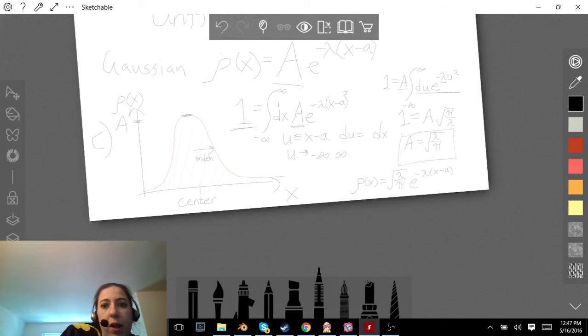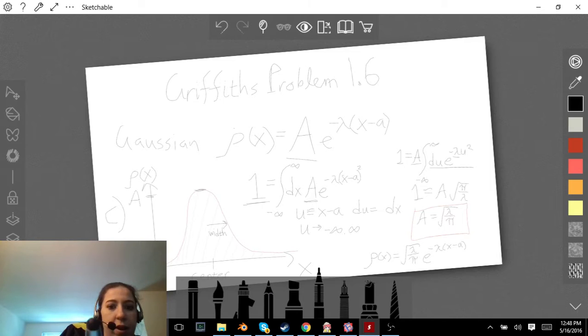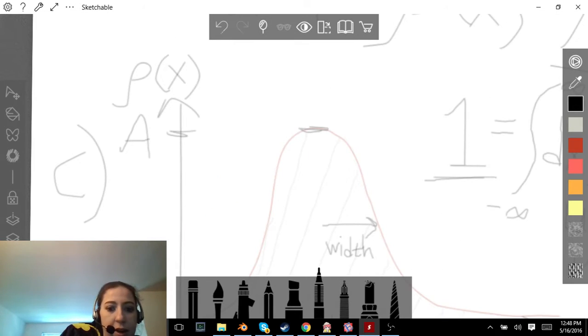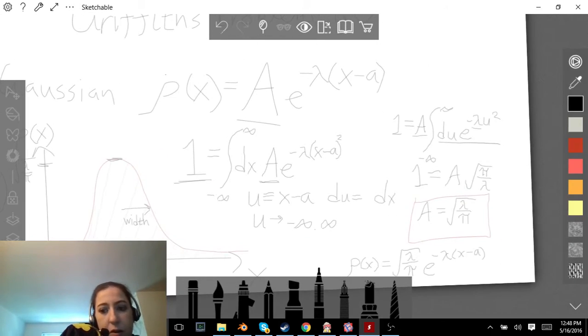Okay, now part B. So actually, let me just go ahead and fill that in here so we can come back here and just fill in our graph. So that means that the highest point that this can get to is a square root of lambda over pi. And if you get confused, oh, was it pi over lambda? Was it lambda over pi? You can always check the units on it too, when you're dealing with the physical constant.